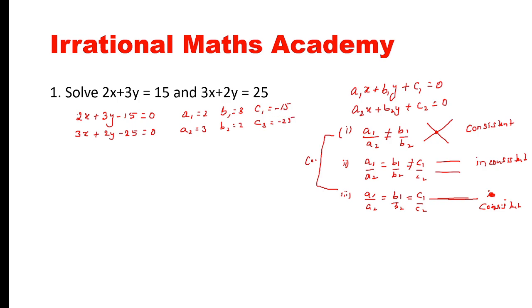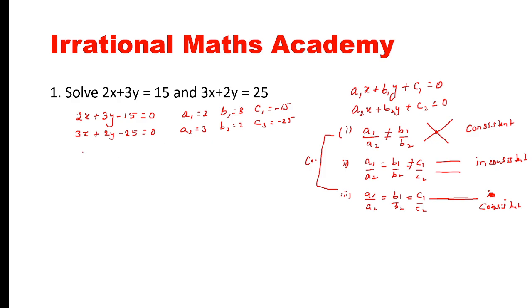Let me check which type of lines these are. First, I always check whether a1 by a2 is not equal to b1 by b2. If it is not equal, then we'll have a unique solution. We can use any of the three methods: substitution method, cross multiplication method, and elimination method.